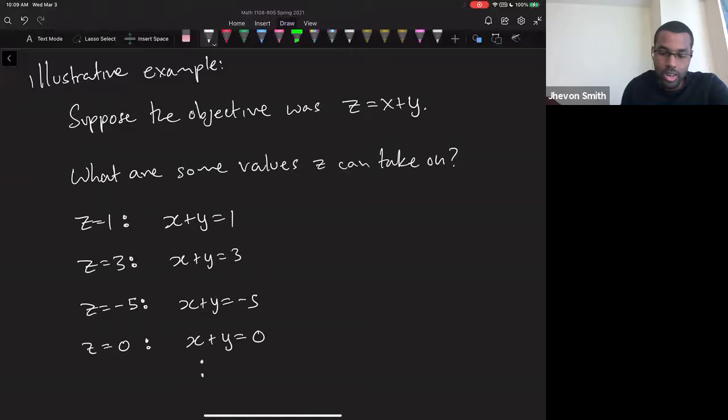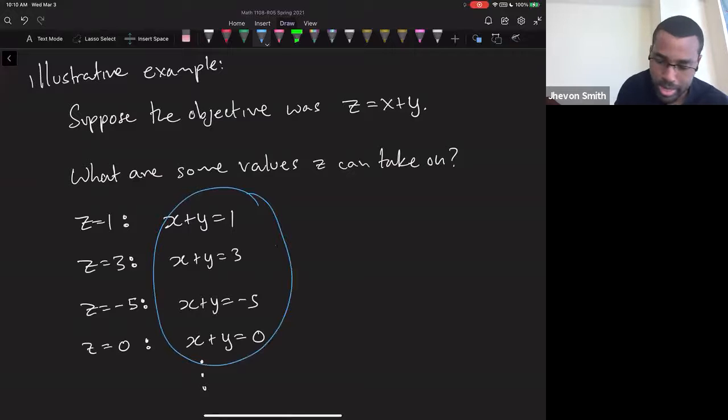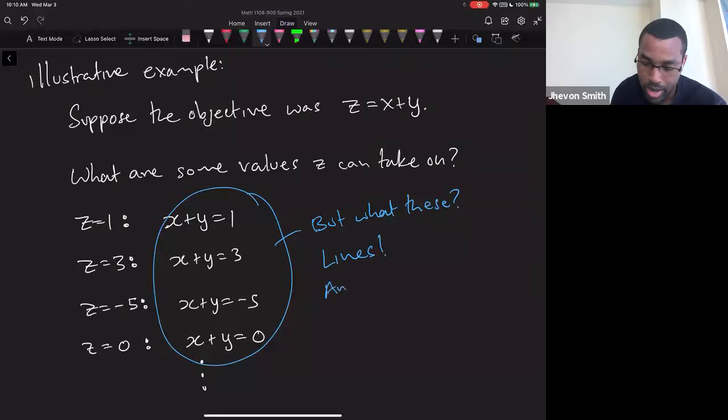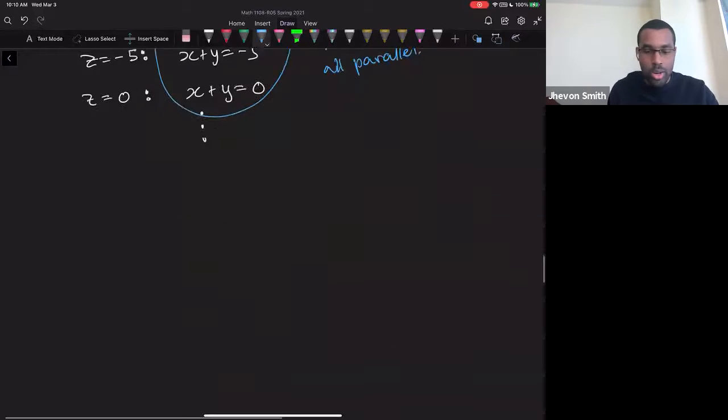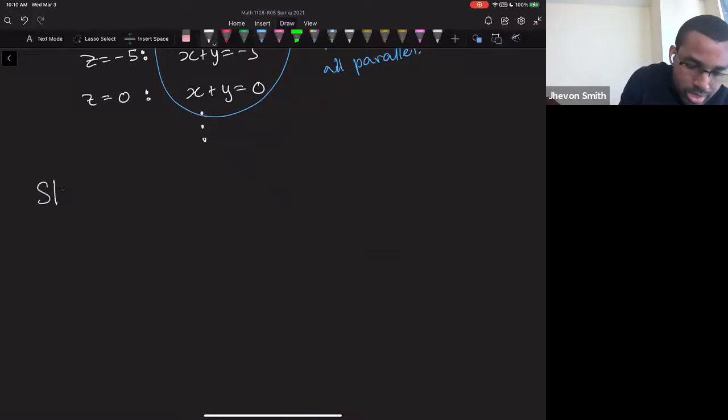Right? So you have an infinite number of points you can actually plug in, and you will get these guys here, right? But what are these? They're lines, actually. In fact, they're all parallel. So each time your objective realizes a value, how you can interpret that value is that it creates a line in 2D space, right?